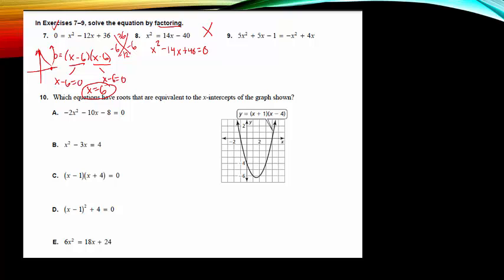And again, a is 1, so that makes this very nice. I can use 40 and negative 14 and find my 2 mystery numbers, which would be negative 10 and negative 4. So I'm going to set up my parentheses. And again, I take each parenthesis and treat it as if it could equal 0. So this parabola will actually have 2 x-intercepts, one at 10 and one at 4.